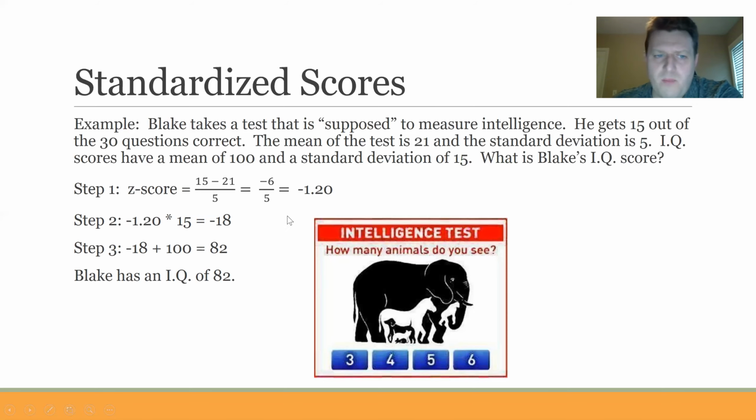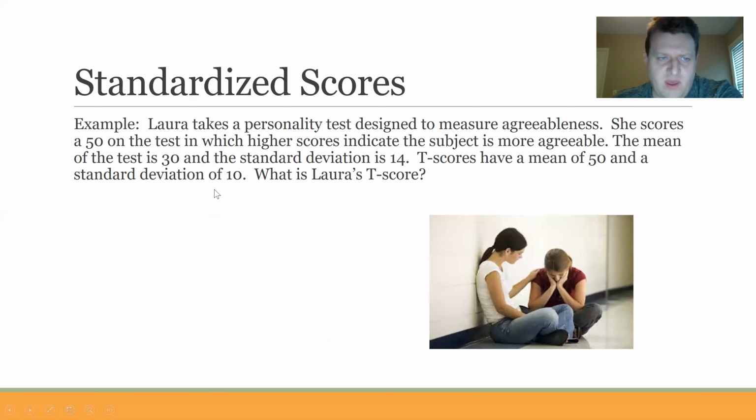Let's do one more example here. So we have Laura, and she takes a personality test that measures agreeableness, and she scores a 50 on the test, in which higher scores indicate people that are more agreeable. The mean of the test is 30, and the standard deviation is 14. T-scores, which we're going to convert this to, have a mean of 50 and a standard deviation of 10.